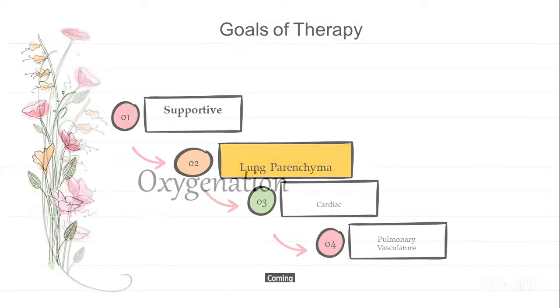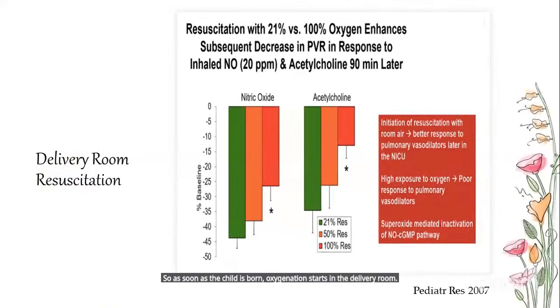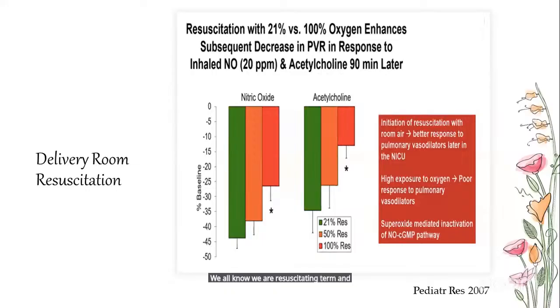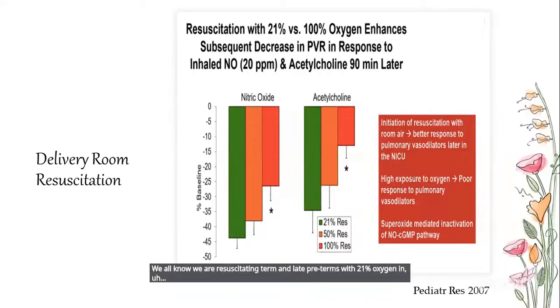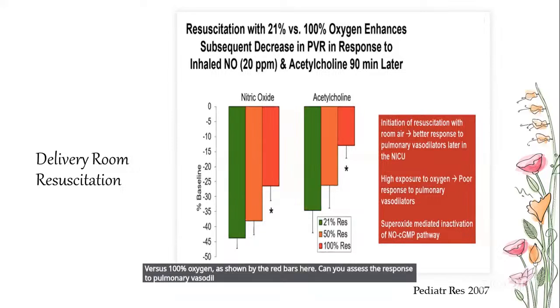Coming to lung parenchyma, we start with oxygenation. As soon as the child is born, oxygenation starts in the delivery room. There are various studies comparing resuscitation with 21% oxygen versus 100% oxygen, and what the response is. We all know we are resuscitating term and late preterms with 21% oxygen as per NRP. The reason is that the study has shown, with the green bars here for 21% oxygen versus the red bars here for 100% oxygen, the response to pulmonary vasodilators 90 minutes later.